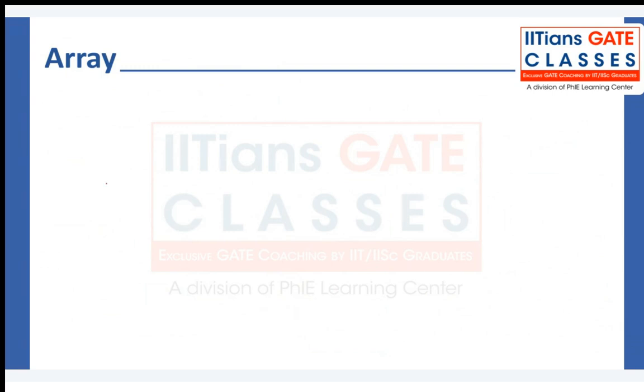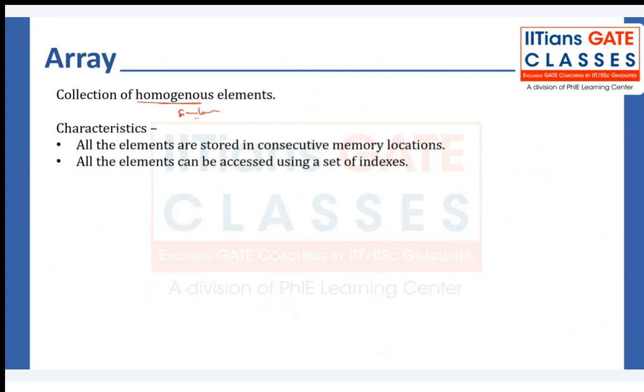Okay, so let's start with the hero of the class today, the star of the show: the array. So what is an array? An array is nothing but a collection of homogeneous, similar elements. Not much into the definition, we'll look into more detail when we see its characteristics.